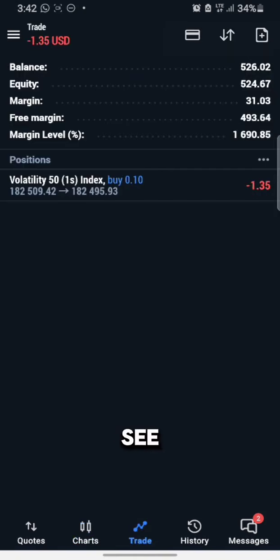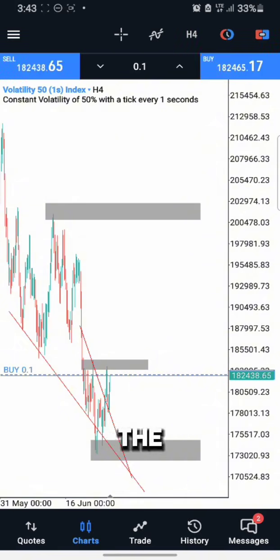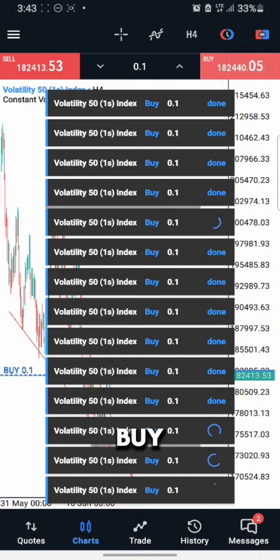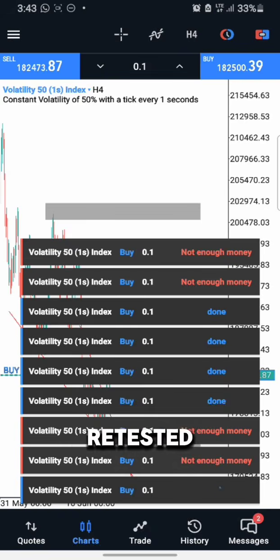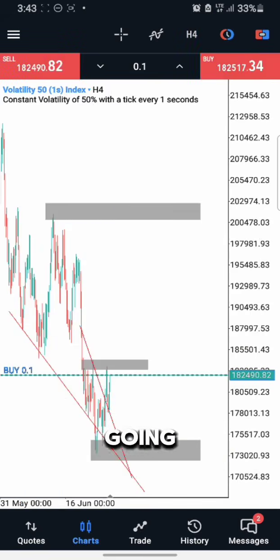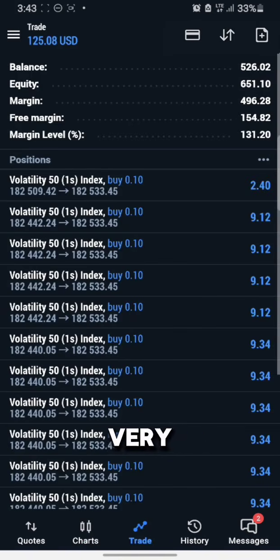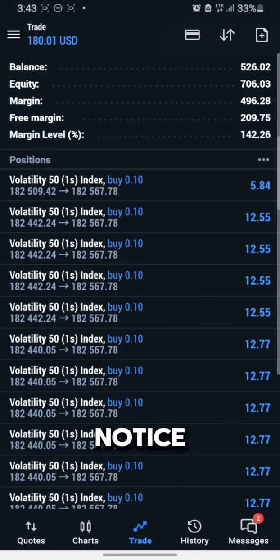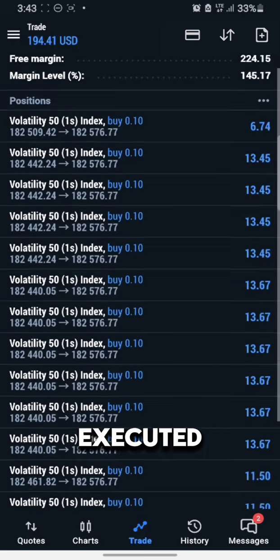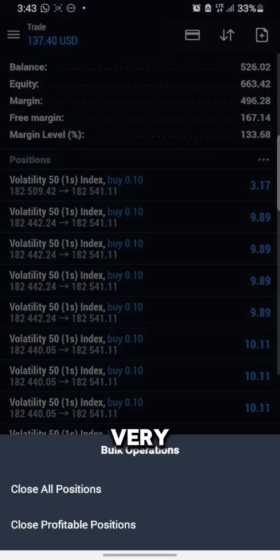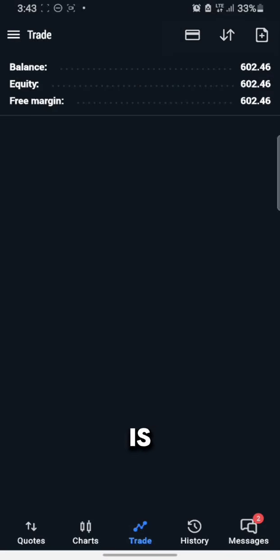So as you can see, it's now time to execute the market. I put another trend line that was broken to the upside. So this trend line was broken to the upside, and now the market is going to buy. It came back for a retest and retested that line, and now it's continuing going up. This volatility 51 second is very volatile, so I didn't notice that. That's why I executed a lot of positions. So this is very dangerous. As you can see, the market is going at a faster speed, which isn't good.